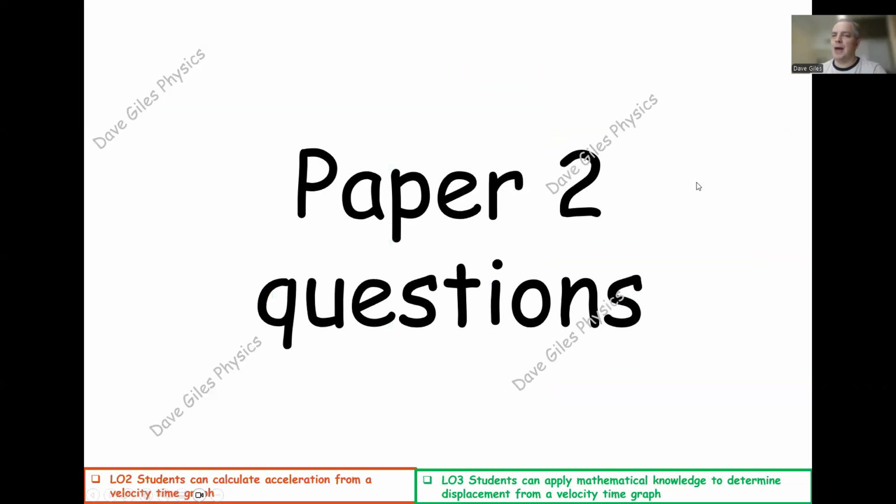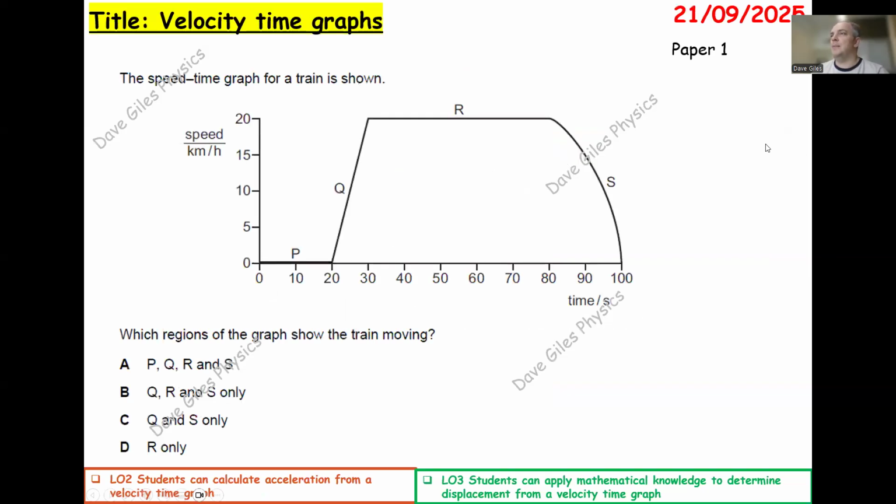So let's have a look at some past paper questions. We'll start easy. This one's taken from paper 1. The speed time graph for a train is shown. Which region of the graph shows the train moving? It's only the sections where the velocity isn't 0, so that is not moving. So it's only section P where it's not moving. So the answer is therefore Q, R, and S.